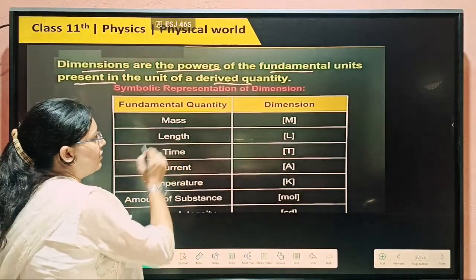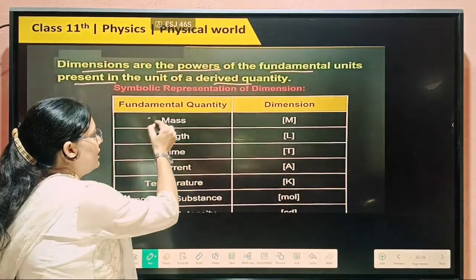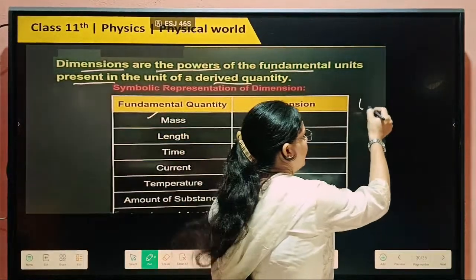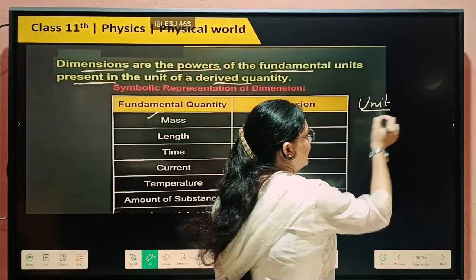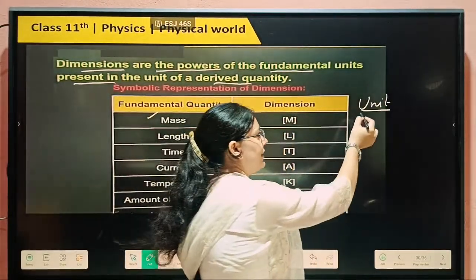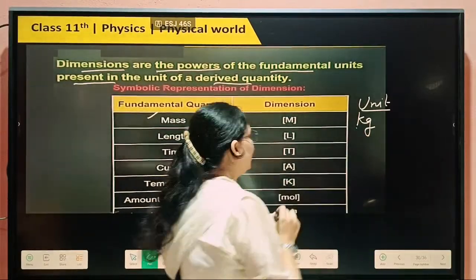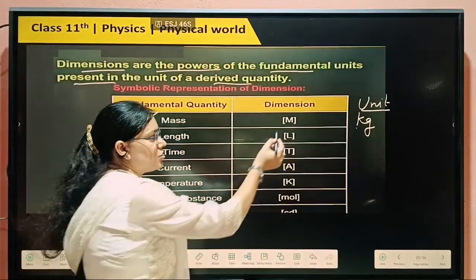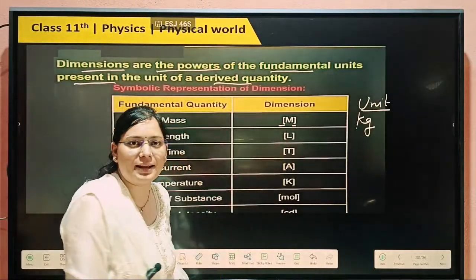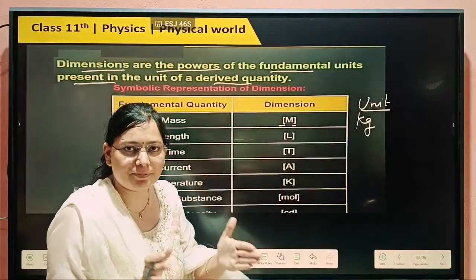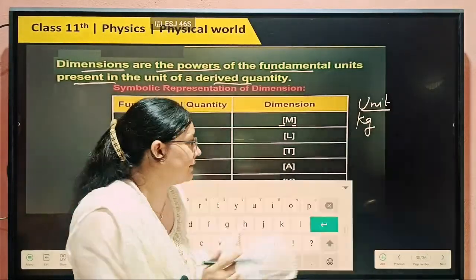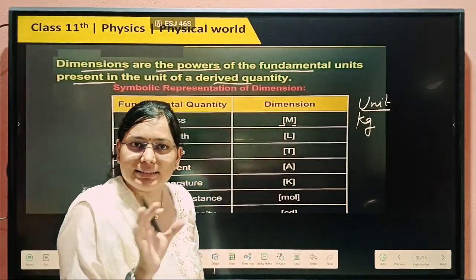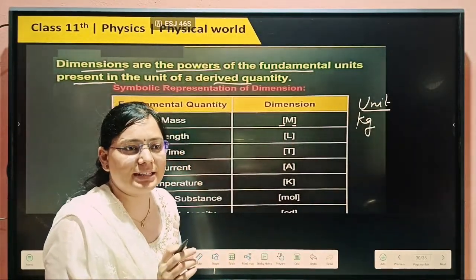For example, for mass we will use the dimension M. The unit of mass you have already done, beta. If you don't know, again I am telling you, the unit of mass is kg. But dimensionally, if you want to write mass, keep it in a square bracket. Always use this syntax to represent any dimension, beta. Keep the dimension in a square bracket, and inside it write capital M, not small m. Capital M only represents the mass.